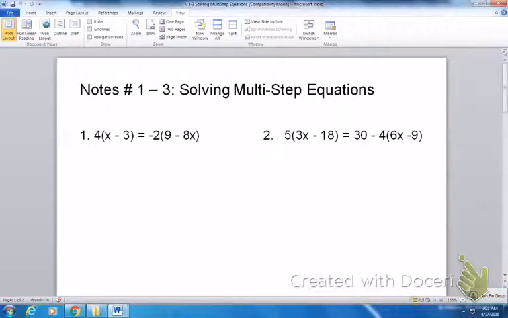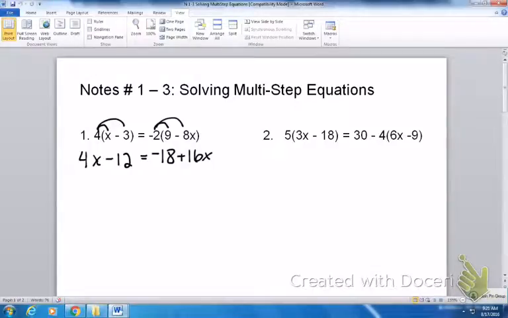Let's do our distribution. First, I have 4 times x minus 3, so 4 times x is 4x. Then I have 4 times negative 3 is negative 12. So that's all I have to do on that side. Equals, and another distribution, negative 2 times 9 minus 8x. Well, negative 2 times 9 is negative 18. Negative 2 times negative 8x is plus 16x. So it's really not that bad of a problem so far. Watch your multiplication, okay? Don't assume you know something if you're not 100% sure. Do whatever you have to do to get that right.